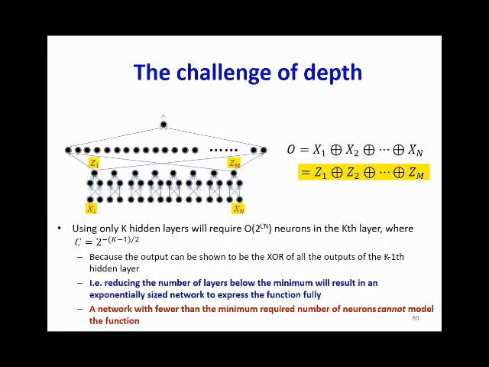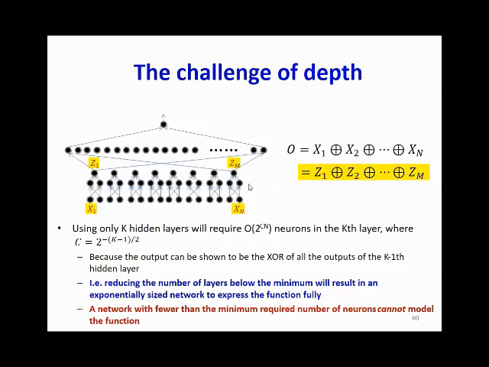So this means that if you reduce the size of the depth below 2 log n, the number of neurons required to compute the function is still going to grow very rapidly as you make the network shallower and shallower. And for any fixed depth network, the number of neurons you require is still going to grow exponentially with the number of inputs if you keep the depth of the network fixed.